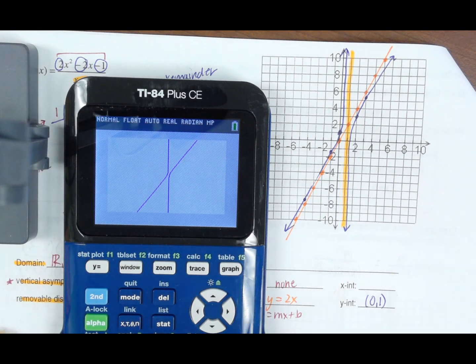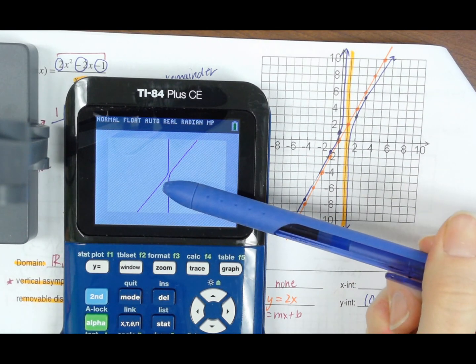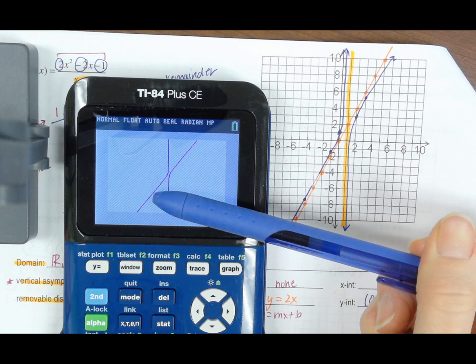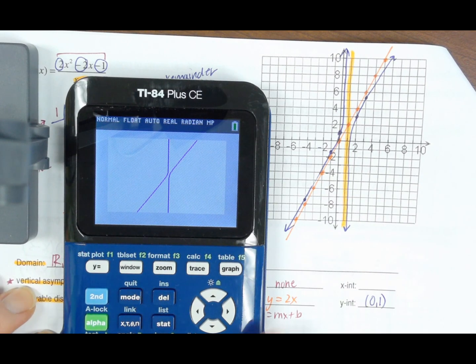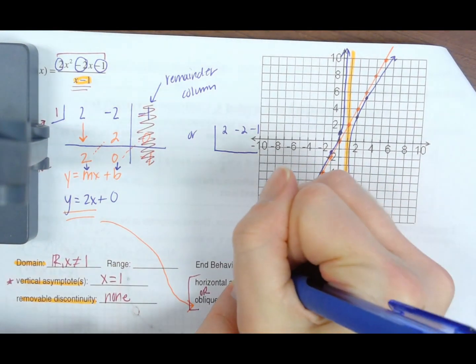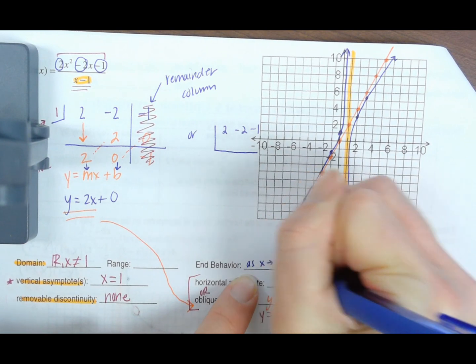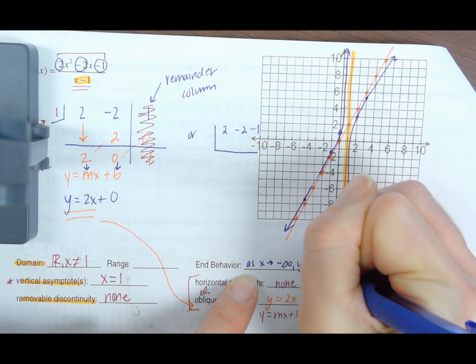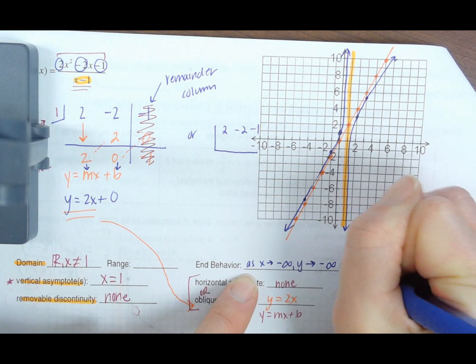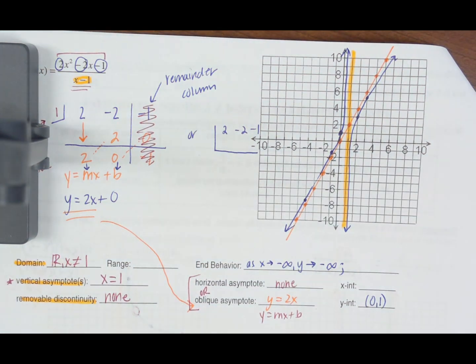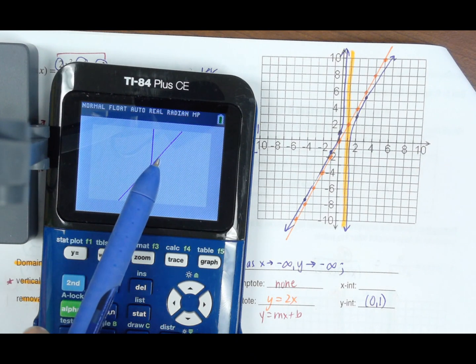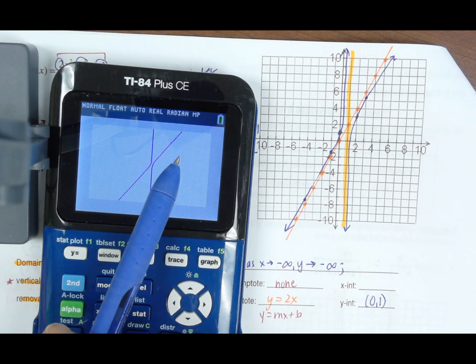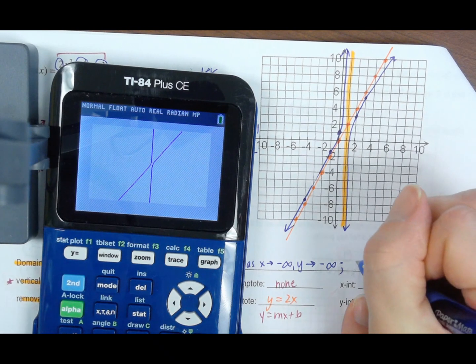Let's do end behavior first. As your graph goes to the left, so as x goes to negative infinity, where is the left part of your graph going? Negative infinity. So here, I'm going to say as x approaches negative infinity, y approaches negative infinity as well. And then as your graph goes to positive infinity, so as your graph goes to the right, where is y going? Positive infinity.